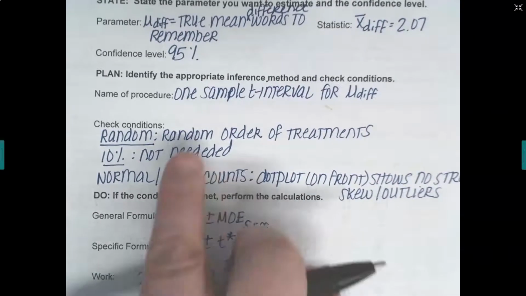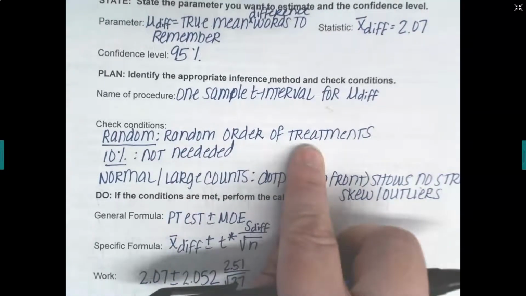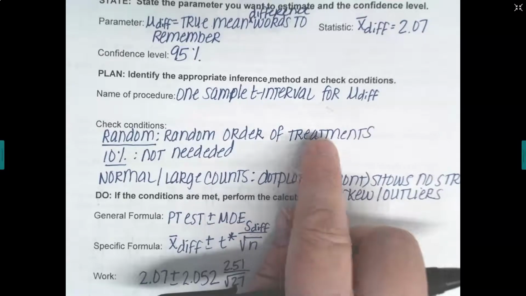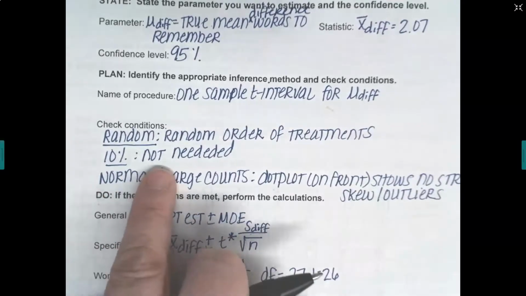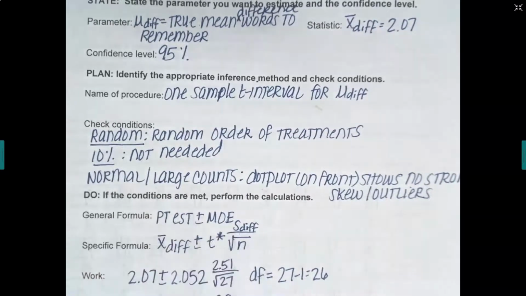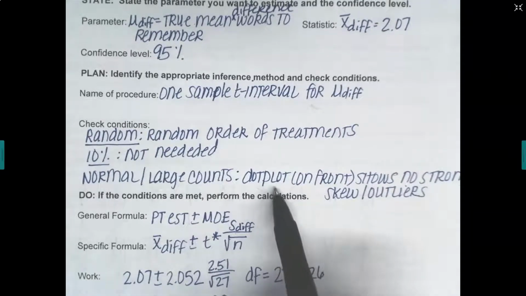Random: we gave a random order of treatments. Some people used one strategy first and some used the other, so this is an experiment. And when you're doing an experiment with random assignment, you don't need your 10%. And then for normal, we do not have a big enough sample size. We don't know if the population is normal, so you have to go based on the graph.